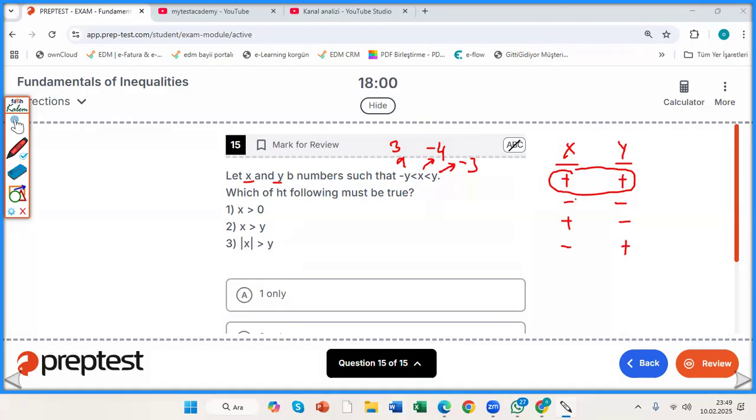So we can say that in terms of their signs, x is negative and y is negative is not possible. Okay, so get rid of that option. Let's check the other option. X is positive and y is negative. It is not possible because a positive number is less than a negative number. You can easily realize it is not possible.